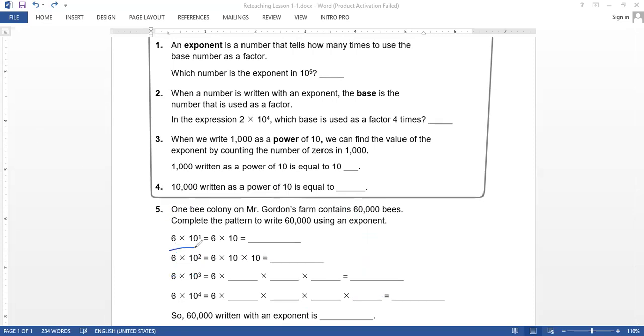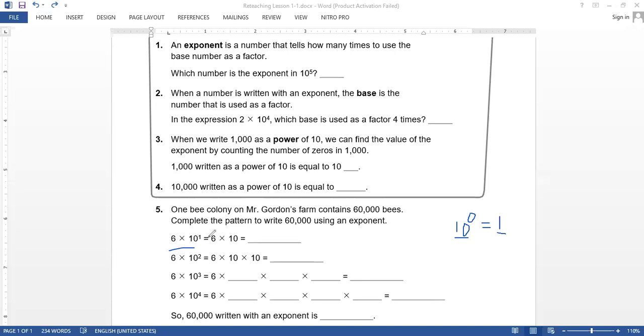6 multiplied by 10. 10 power 1 means 10. Here I want to draw your attention to 10 power 0. 10 power 0 equals 1 because 10 has only one 0. 10 power 0 equals 1. Any number raised to the power of 0 equals 1. A number raised to a power, whatever the base, when the exponent is 0, the answer will be 1.